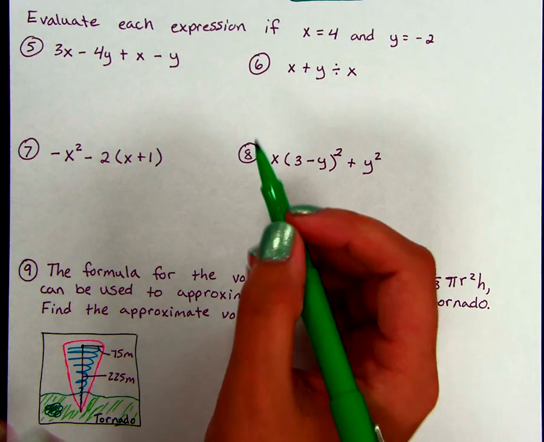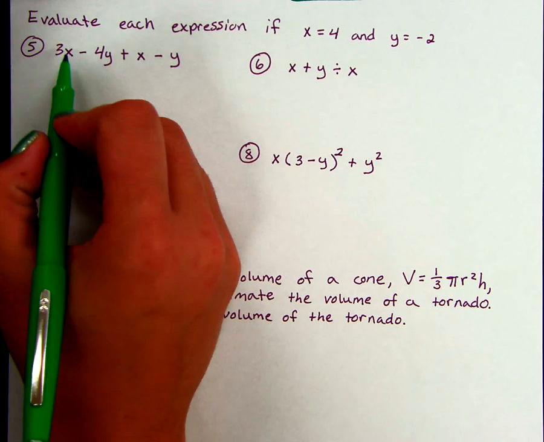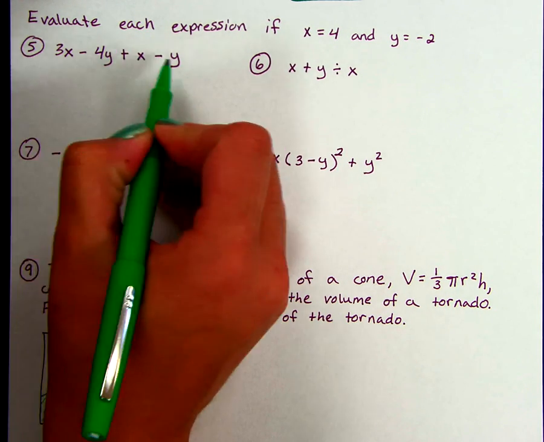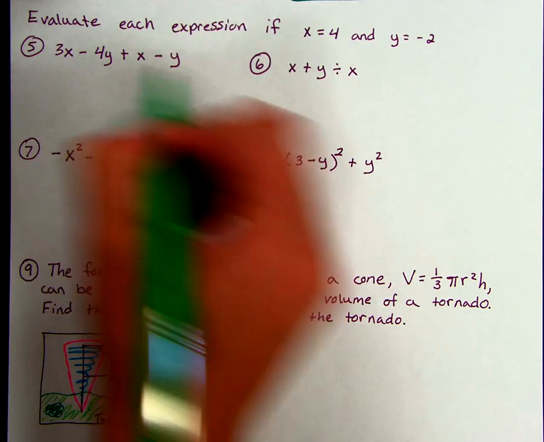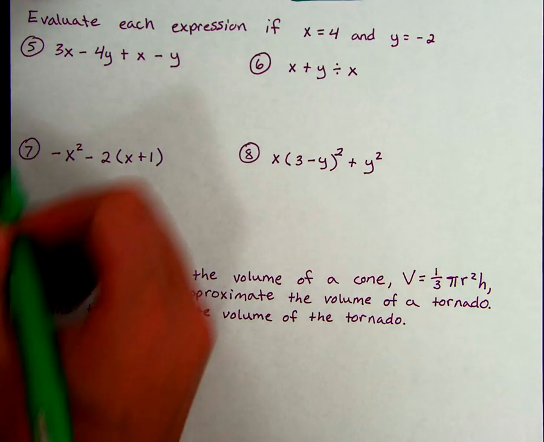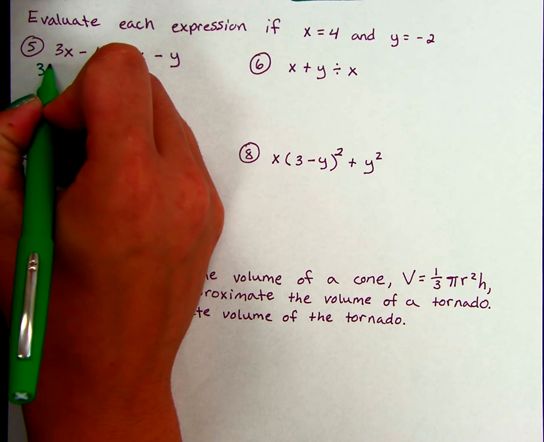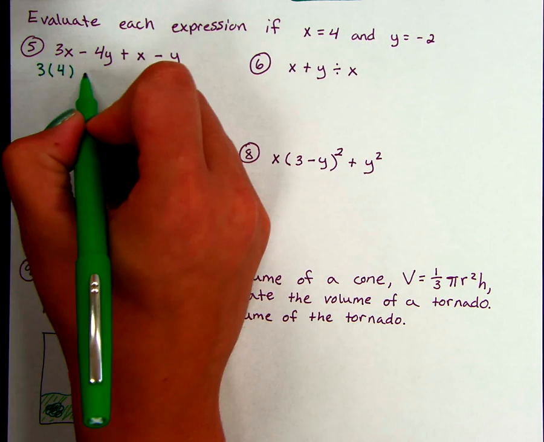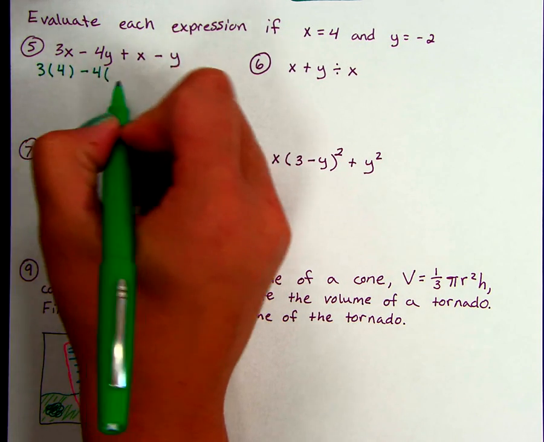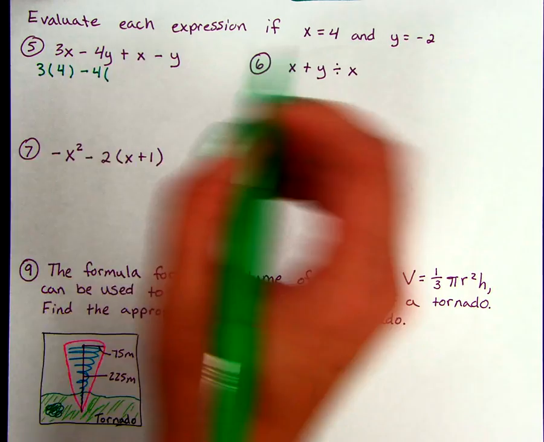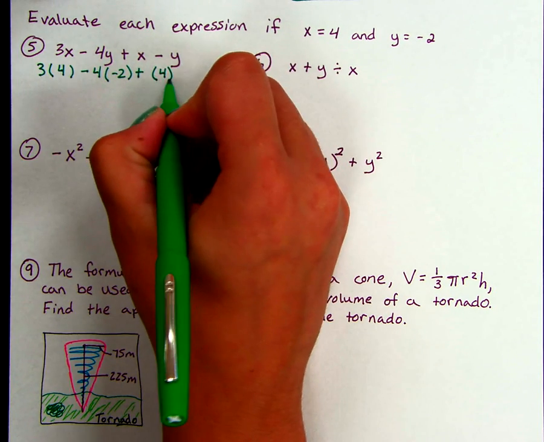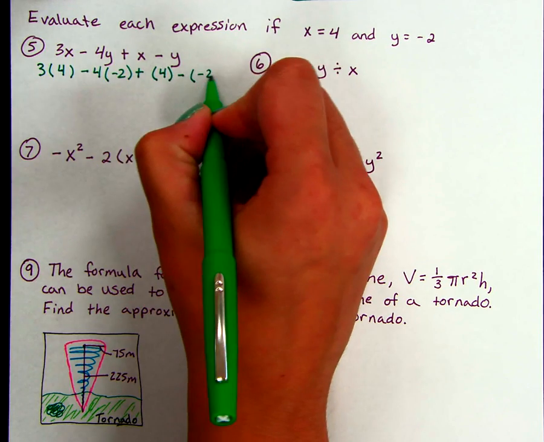So what I mean by that, if we start with 5, I'm going to replace the x with 4, so both of the x's, and then I'm going to replace both y's with that -2. I'm going to put parentheses around the number that I'm replacing. So we have 3, and then instead of an x, I'm going to put parentheses there because I'm replacing it, and then I'm going to put what I'm replacing it with. So 4, and then -4 parenthesis, and then what I'm replacing y with, so that's our -2, and then plus parenthesis 4 minus parenthesis -2.